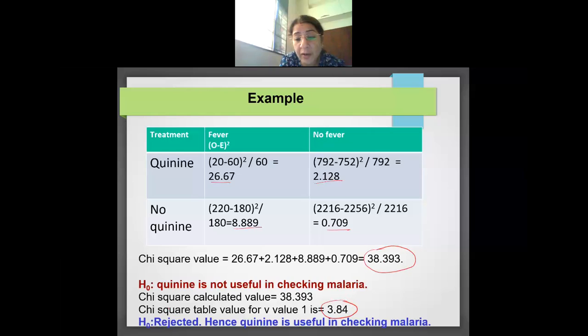And what was the null hypothesis? The null hypothesis is always formed as: that particular thing has not happened, nothing has happened. Here it means quinine is not useful, or there is no difference in the cases even if you use quinine. So quinine is not useful in checking malaria was our null hypothesis. That null hypothesis is rejected. Rejecting the null hypothesis means quinine is useful in checking malaria. So based on the given data, that is how you can conclude quinine is useful in checking malaria.